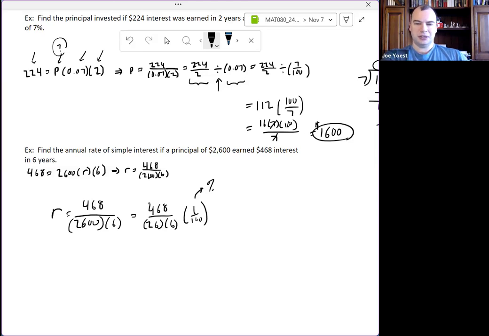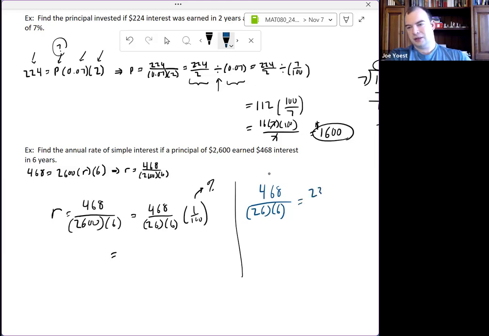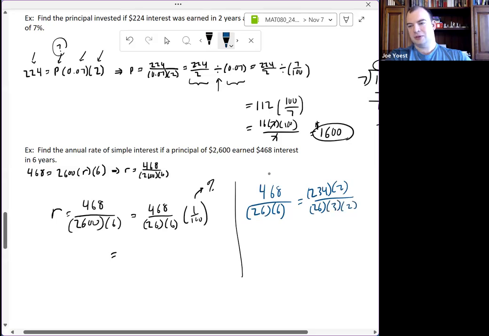Now, if I look at 468, I see that that's an even number. Let's come off to the side here and do a little bit of scratch work. OneNote was being slow letting me choose my blue marker, but there we go. 468 over 26 times 6. I see that 468 is an even number, so I can write 468 as 234 times 2. And 6 I can write as 3 times 2.